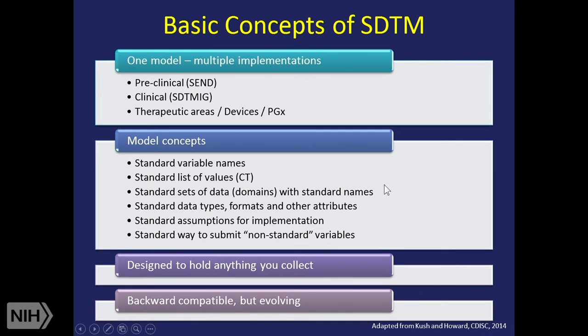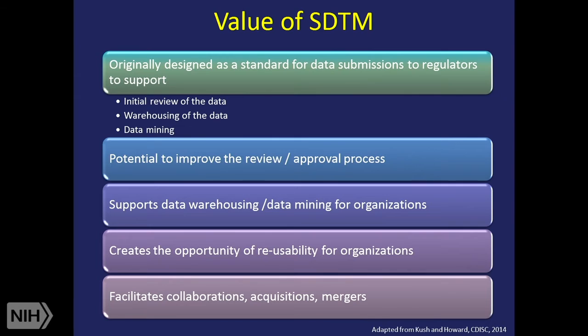And it can be designed to hold anything you collect. It doesn't mean that if they don't have your name and your variable that you don't collect it. You are able to define it. But you can still then add to and say, well, if this is collected enough, it may need to have a standard. And it's backward compatible but evolving.